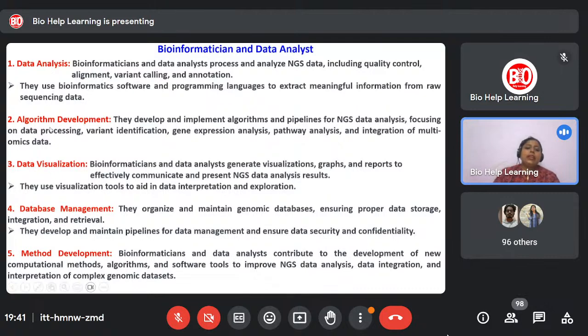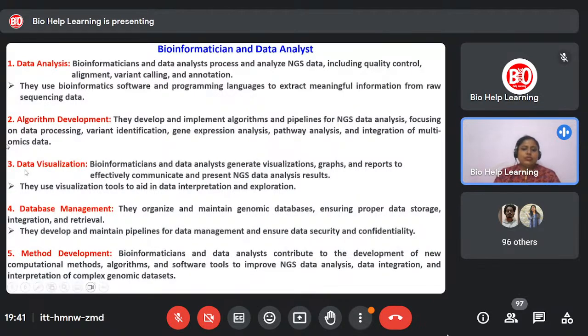Second, they are developing algorithms. Suppose they want a specific pipeline to analyze only cancer data. So they create their own program, writing it in any language, either R, C, Java, Perl, and they create an algorithm to analyze a particular data of interest.